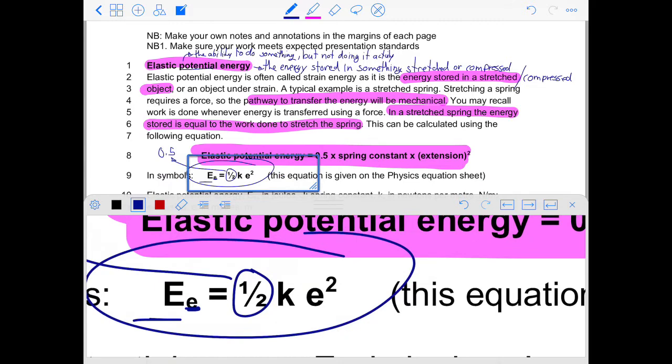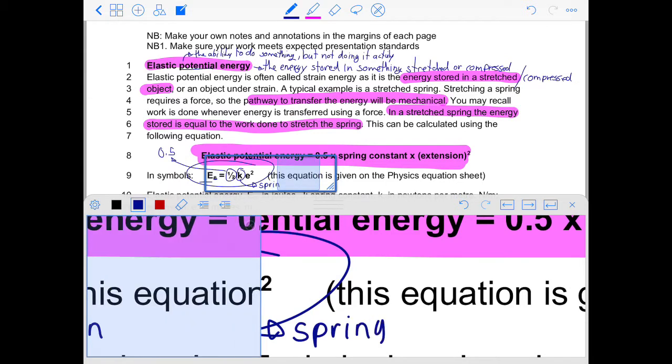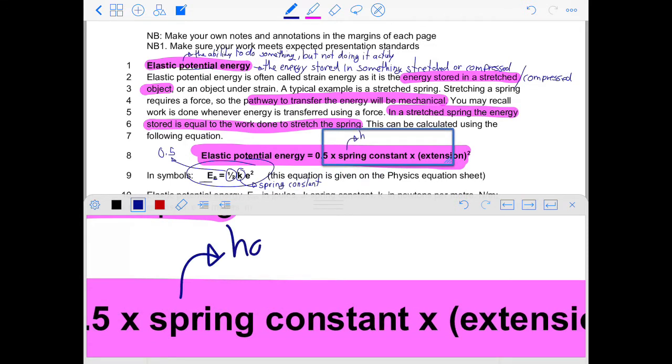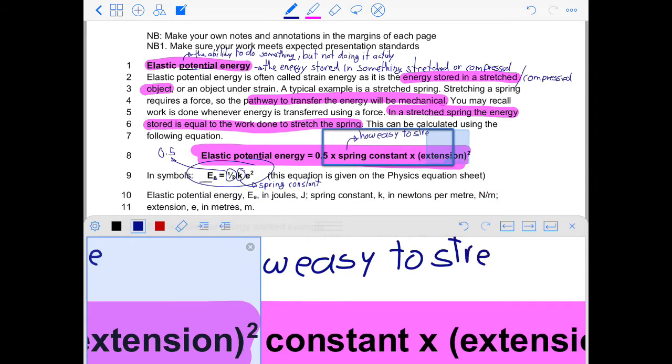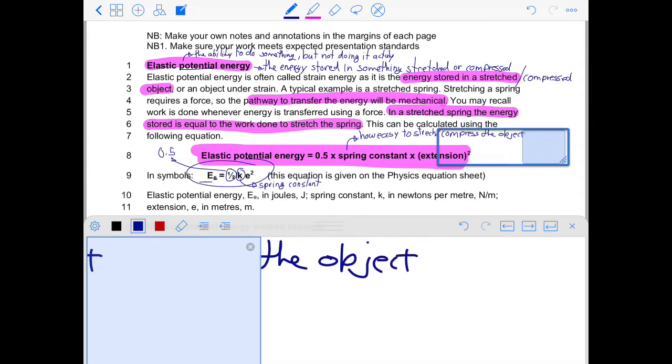The K is the spring constant. So K is what we call the spring constant, and it is how stretchy a spring is. So how easy it is to stretch or compress the object. Again, usually a spring, but it could be an elastic band, it could be anything else, and it's how easy it is to stretch, because you know some bands are very easy to stretch and some you have to put a lot more force in to stretch the same amount.